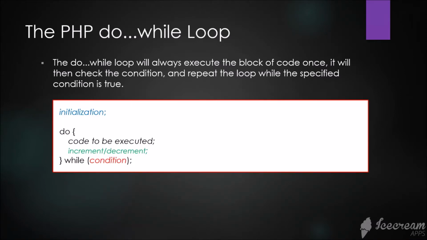Okay, so this is our syntax. Of course, we have the initialization. Then we have the do with the curly brackets. Here we put our executable codes. Afterwards, the increment or decrement. Okay? Then here we put our condition. So the execution of our code comes first, before we compare it in the condition part. Okay?